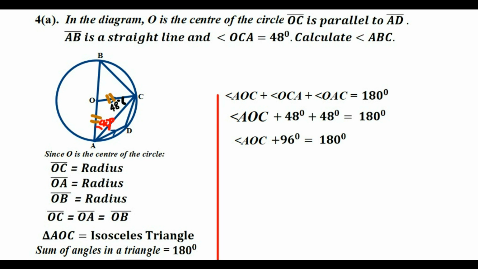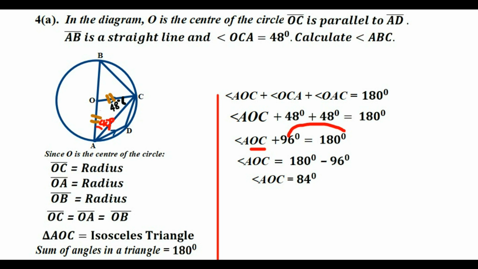And the next thing we need to do is bring this 96 over, by collecting like terms, so that we can find the value for AOC. Bringing this 96 over to this side, this positive sign will change to a negative sign because it's crossing the equal sign, and we have it as angle AOC will be equal to 180 degrees minus 96 degrees. And when you take 96 degrees away from 180 degrees, we will be left with 84 degrees, and that means angle AOC is equal to 84 degrees. That is, this angle is now 84 degrees.